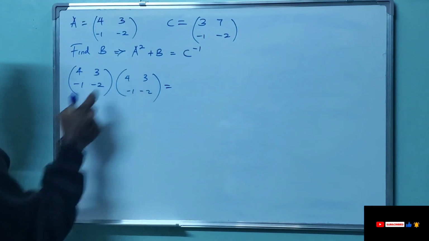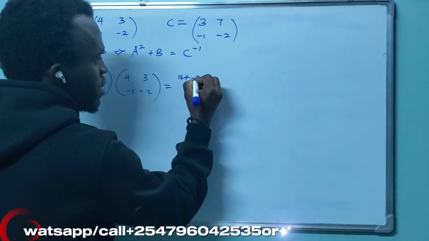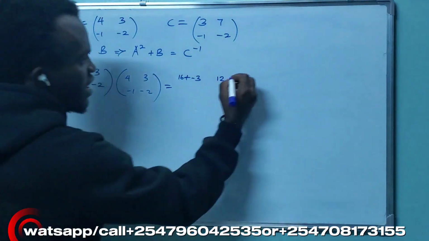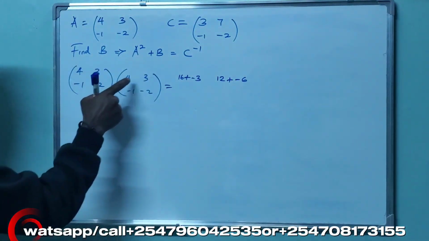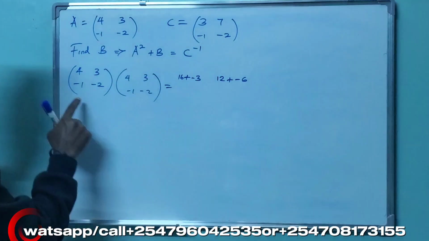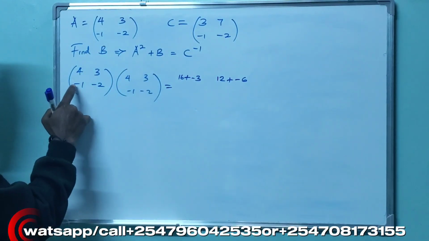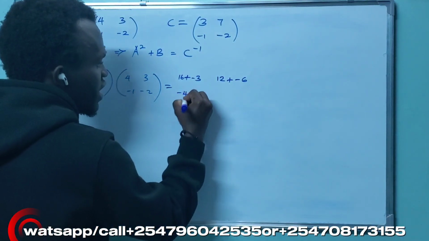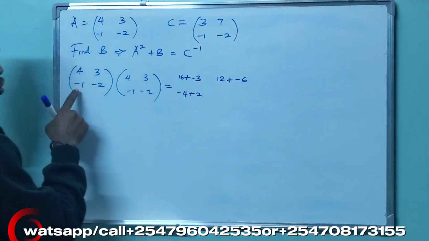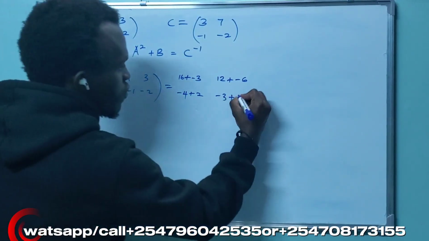4 multiplied by 4 is 16, plus 3 multiplied by negative 1 is negative 3. Then 4 multiplied by 3 is 12, plus 3 multiplied by negative 2 is negative 6. Now we are done with the first row and the second column. So we go to the second row and the first column: negative 1 multiplied by 4 is negative 4, plus negative 2 multiplied by negative 1 is 2. Then negative 1 multiplied by 3 is negative 3, plus negative 2 multiplied by negative 2 is 4.